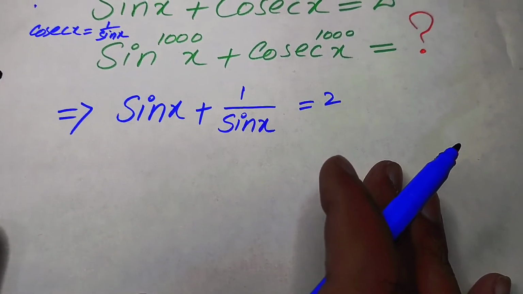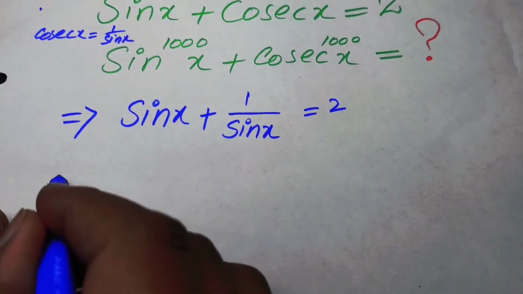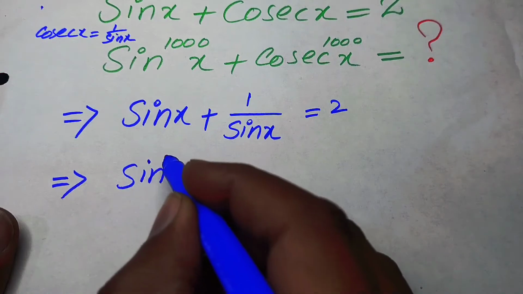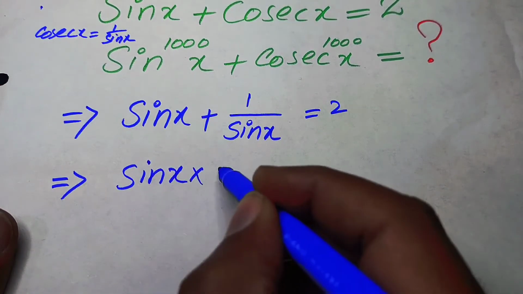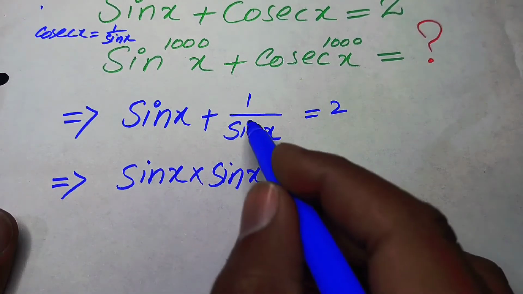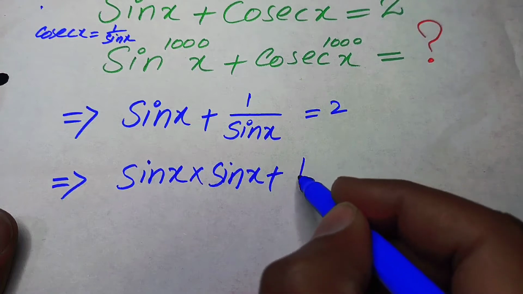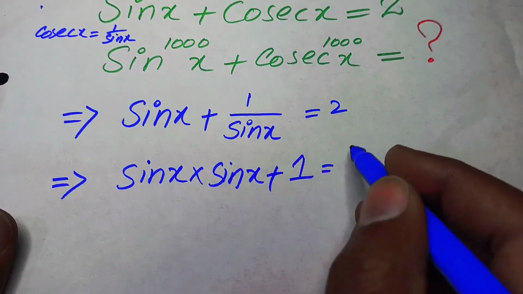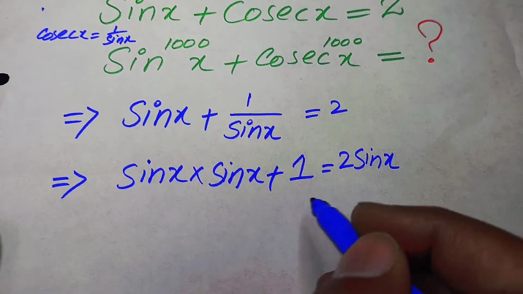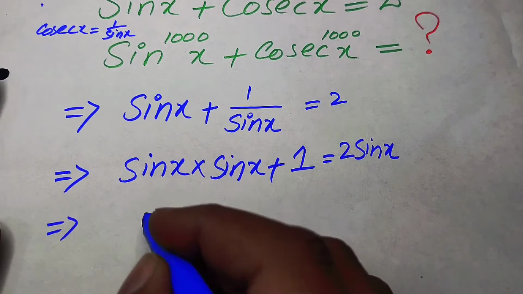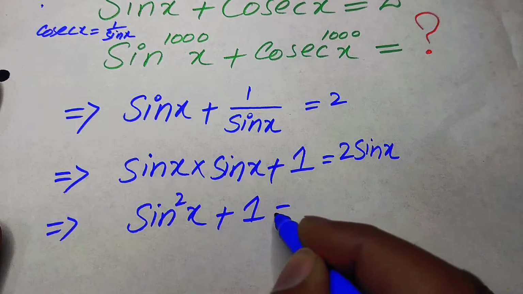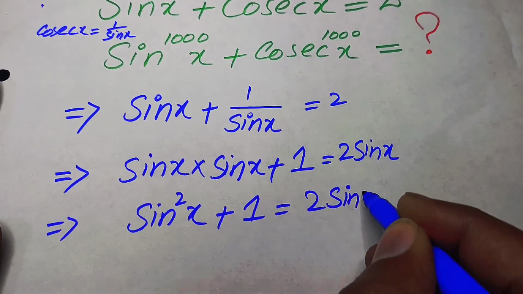After that we just multiply both sides by sine of x. Here we multiply sine of x, and the already present term is sine of x, and when we multiply sine x here, the sine x cancels out and we will obtain 1, and when we multiply sine x on the right hand side then we will obtain 2 times sine x. Okay, after that we will get sine square of x plus 1 is equal to 2 sine x.